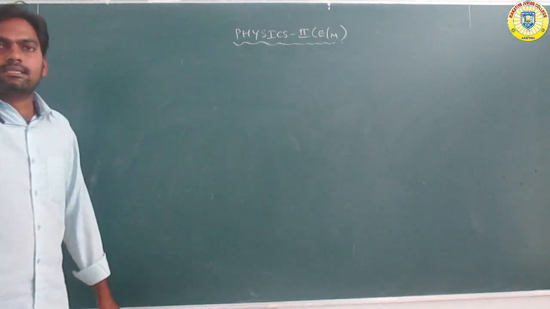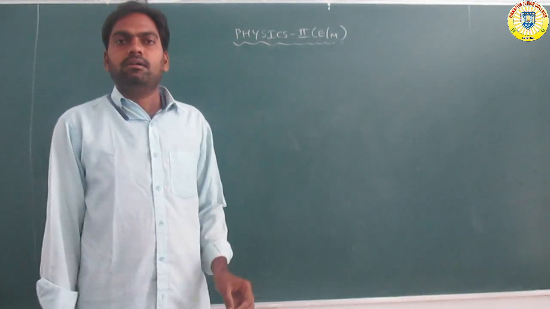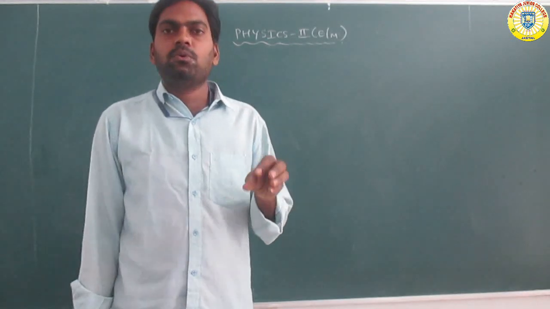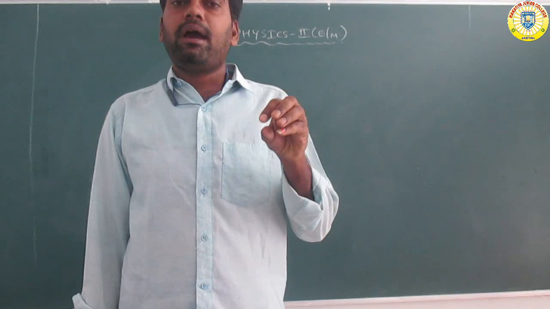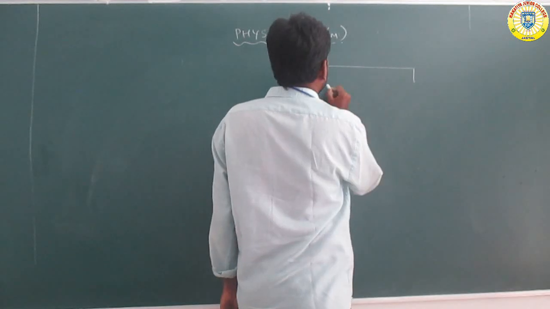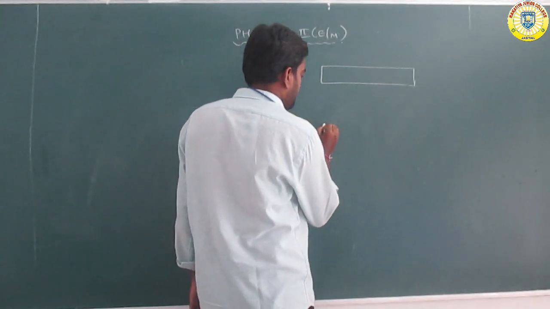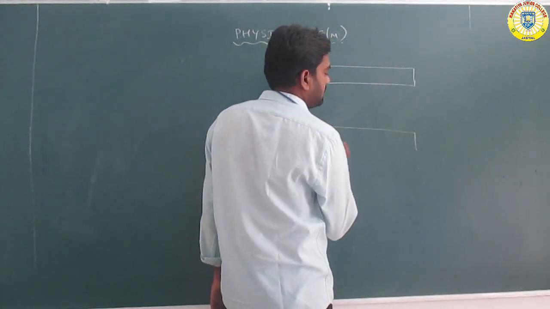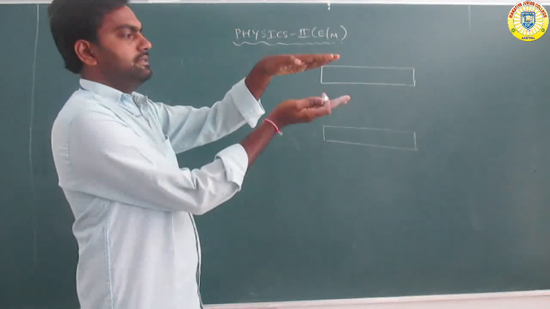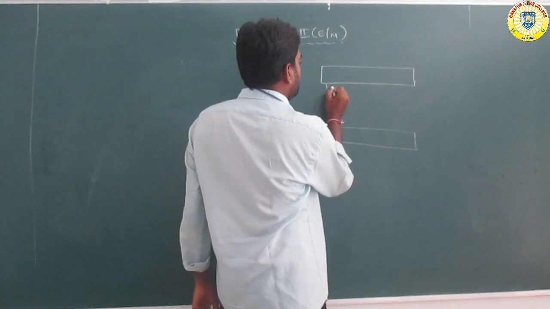Now today we discuss another topic, the capacitance of two conductors, where two plates are arranged parallel to each other. This is the first plate and this is another plate. These two plates are parallel plates. This is the first plate and this is the second plate. The first one is totally positive.